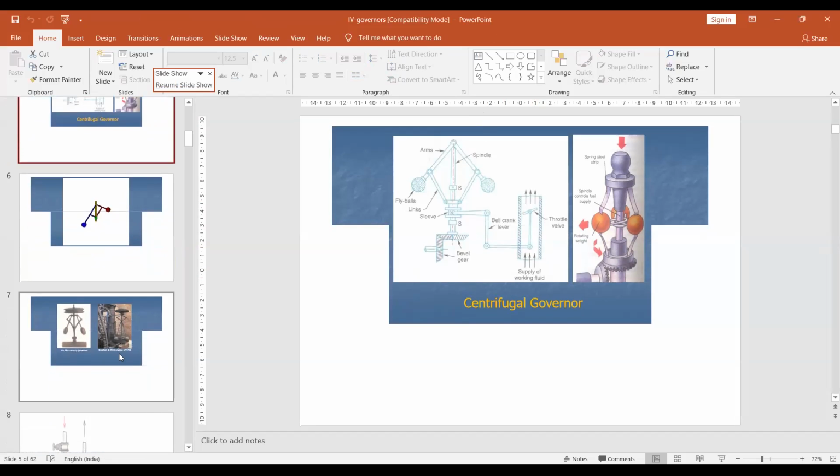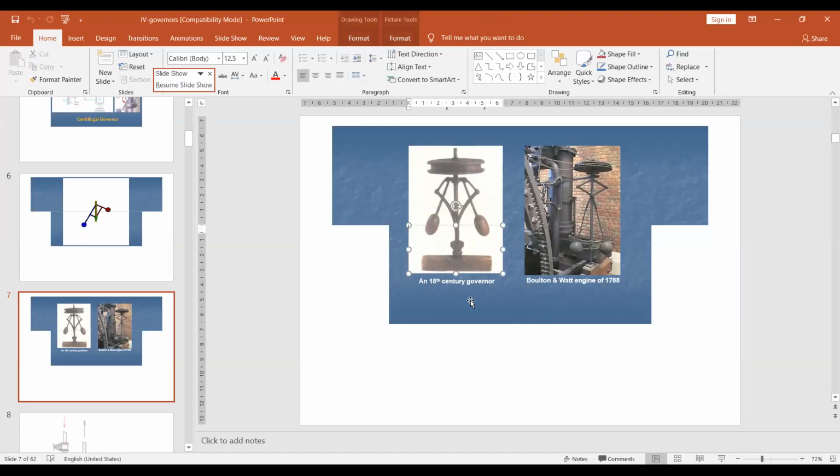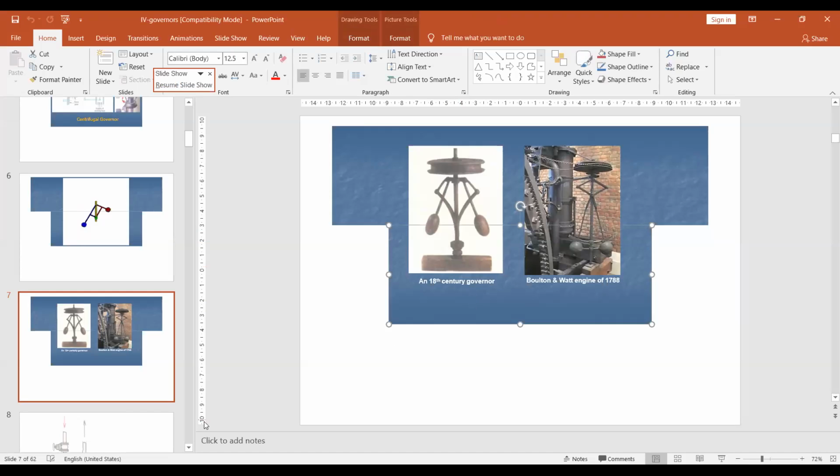When we utilize this particular governor system, it was invented nearly in 1788. It was already used in the Boulton and Watt engine. That is the type of governor. There is a small diagram, so all of you observe the screen.